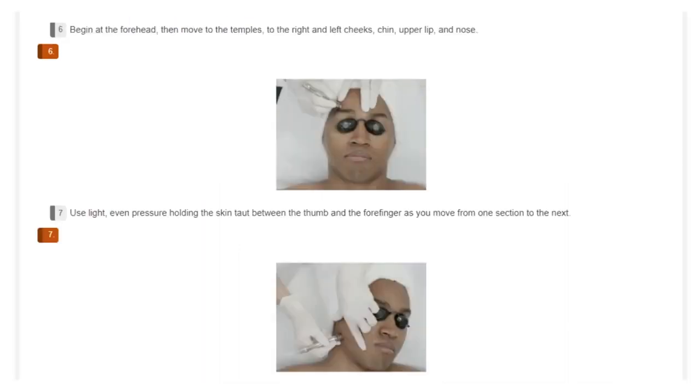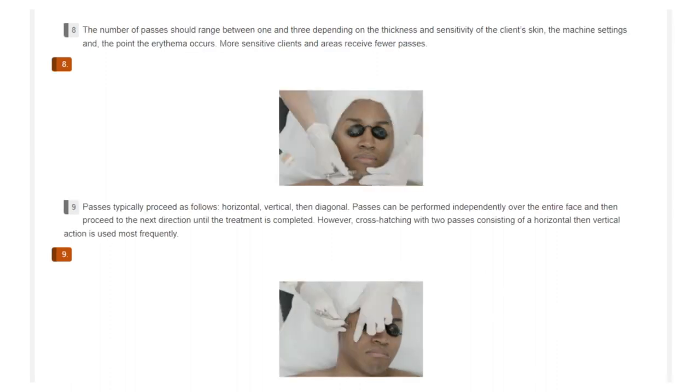6. Begin at the forehead, then move to the temples, to the right and left cheeks, chin, upper lip, and nose. 7. Use light, even pressure, holding the skin taut between the thumb and the forefinger as you move from one section to the next.